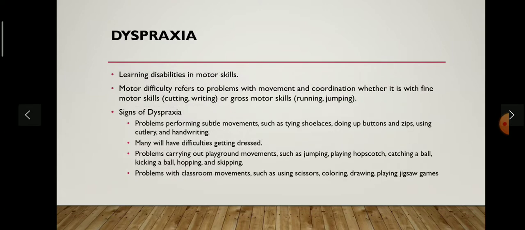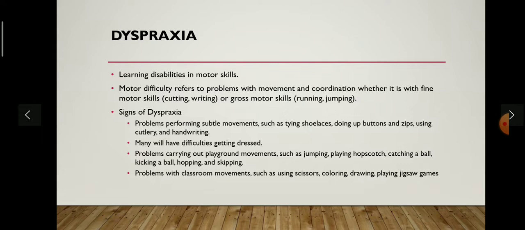Next one is dyspraxia. Dyspraxia is a learning disability in motor skills. Motor difficulty refers to problems with the movement and coordination of the hand, eye-hand coordination. So it is with fine motor skills like cutting and writing. Fine motor skills are when we use anything for cutting, when we use a pencil for writing. Gross motor skills are running, jumping, walking. The motor skills are two types: gross motor skills and fine motor skills.